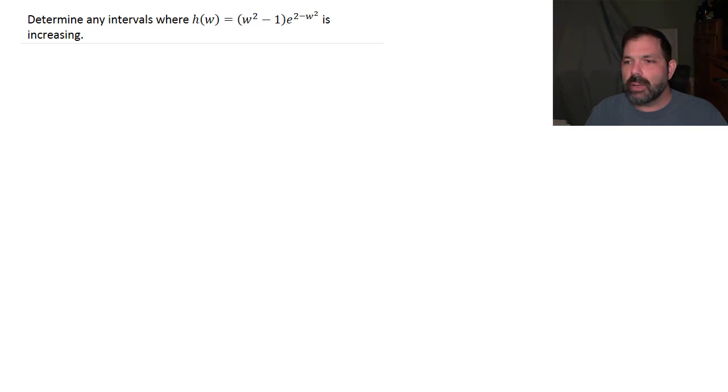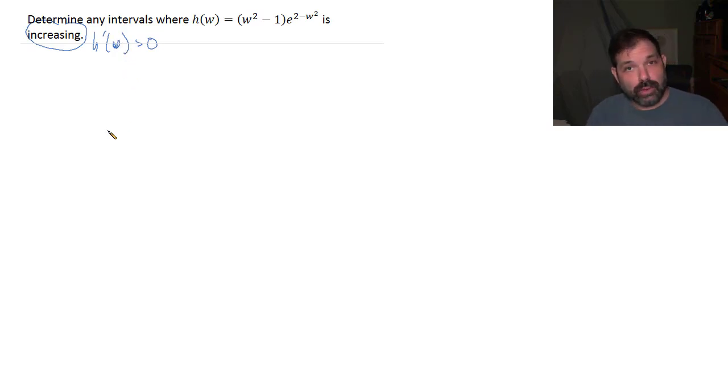All right, so let's look at a couple applications. Let's see, determine any intervals where h of w is w squared minus 1 e to the 2 minus w squared is increasing. All right, so where is it increasing? Well, we've seen problems like this before. We know if it's increasing, that means we want h prime of w to be positive. All right, so we've got to calculate the derivative function and find where it's positive.